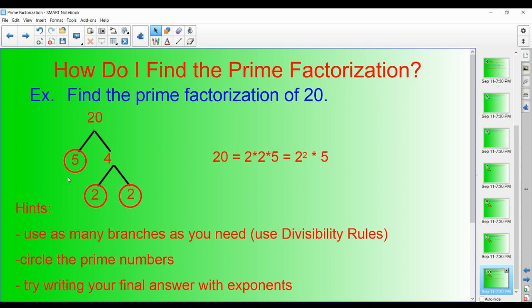Like I said, we should circle our prime numbers. And write our final answers with exponents, especially if the directions say write your answers with exponents, to ensure that you understand what the directions are asking and get the problem correct. And in the future, we're going to use this method and add on to it to find the GCF and the LCM.